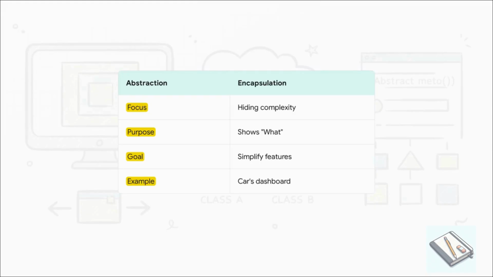People also get abstraction confused with another concept, encapsulation. Here's the simple difference. Abstraction is about hiding complexity. Encapsulation is about hiding data. Think of it this way. Abstraction is the car's dashboard. It gives you simple controls. Encapsulation is the locked engine bay. It protects the private data and mechanics inside from being messed with.